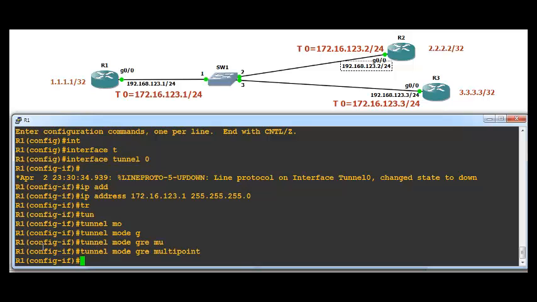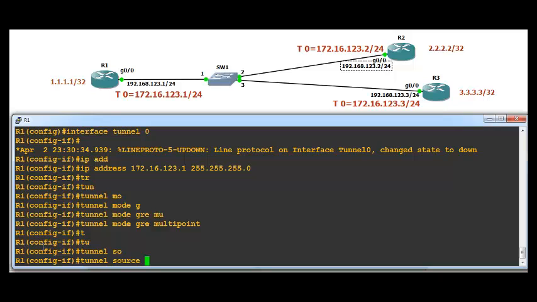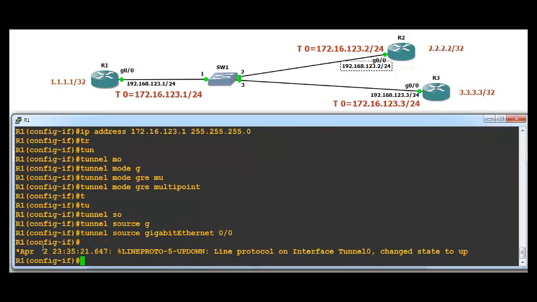Next is from where you start your tunnel, or on which interface you start your tunnel on this router. It is interface G0/0. So we need to say tunnel source. On this router, it is G0/0. From here only I'm starting my tunnel on this router, R1. Using this physical interface address, you negotiate the tunnel to this box. That's the meaning of this.